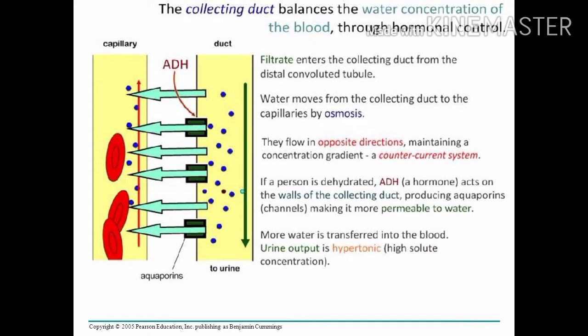in both cases, we have a hormone called antidiuretic hormone, which is released according to the situation and controls the excessive loss of water from the body. This all is happening inside the kidney. How? The collecting duct balances the water concentration of the blood through hormonal control, and that hormone is the antidiuretic hormone, which we can identify as ADH.